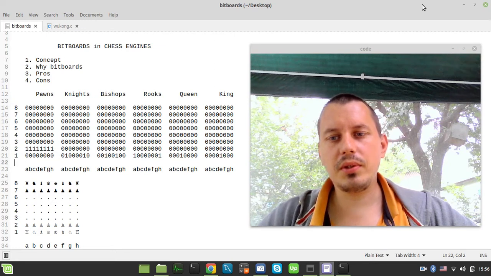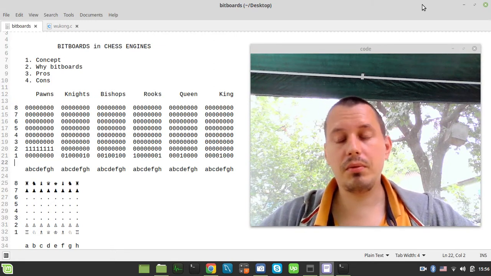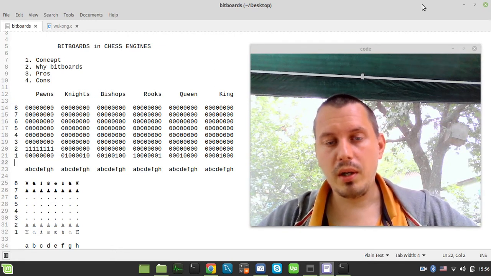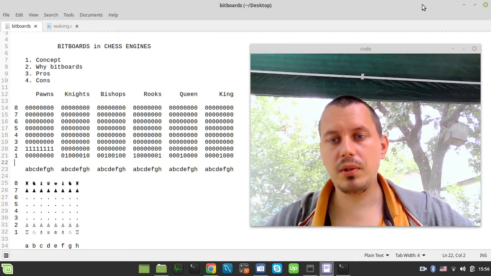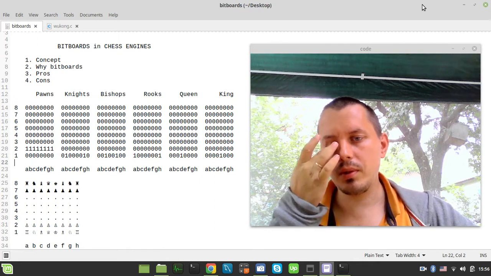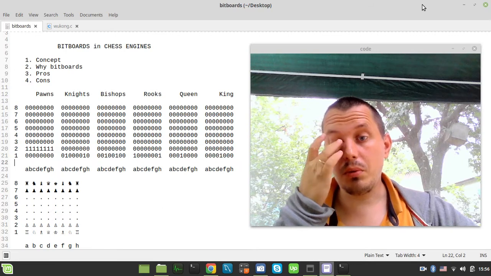Obviously, even though I didn't see this approach before, I'm 100% sure that this technique is known among the chess engine developers. But still, it's really interesting to come up with things like that on your own, basically.